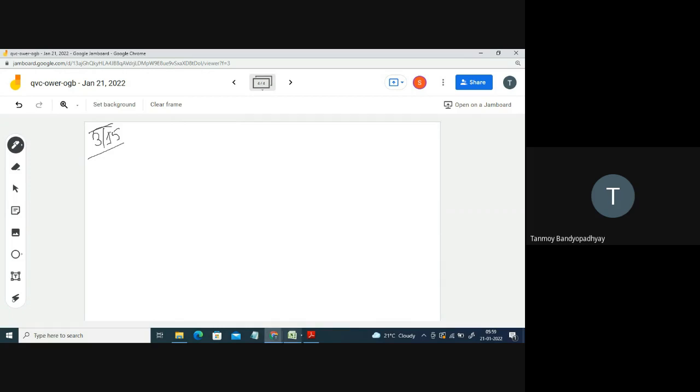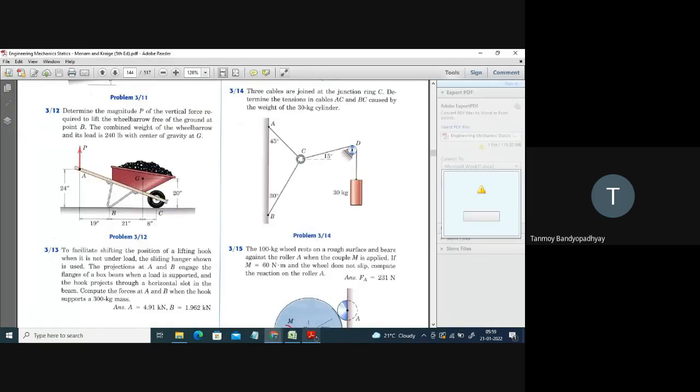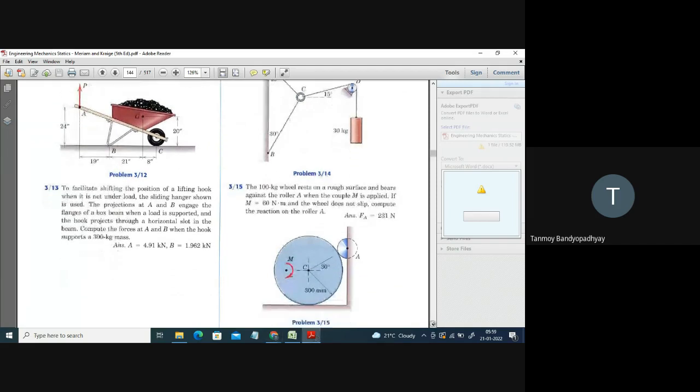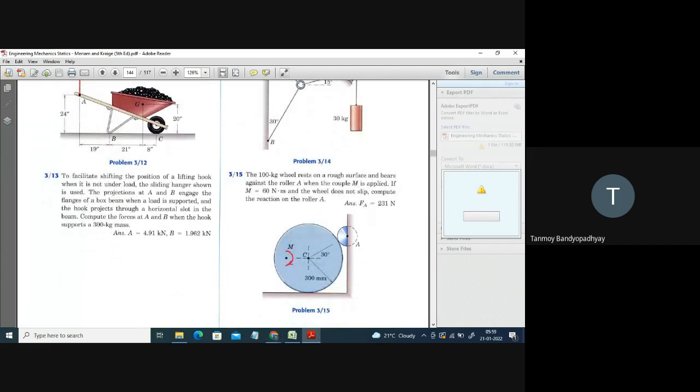So let us do 3.15. Let's start with problem number 315. See what is given in 315. There is a 100 kg wheel that rests on a rough surface and bears against a roller A when the couple M is applied. If M is equal to 60 newton meter and the wheel does not slip, compute the reaction on the roller. So we have to compute what is the reaction that is actually acting at the roller.